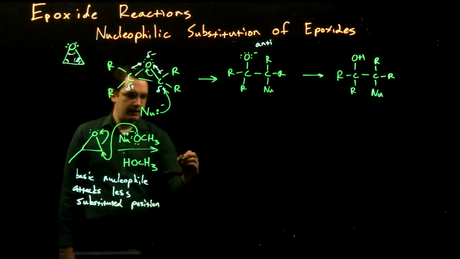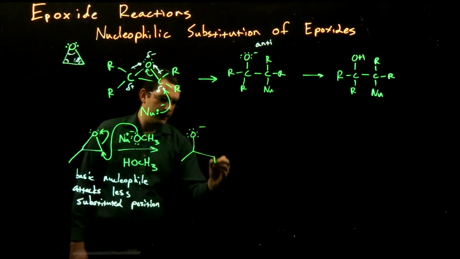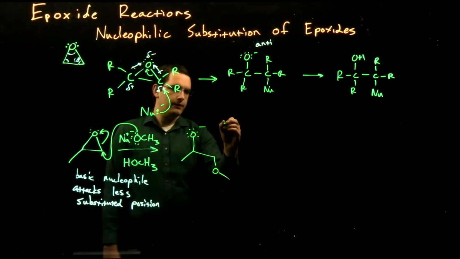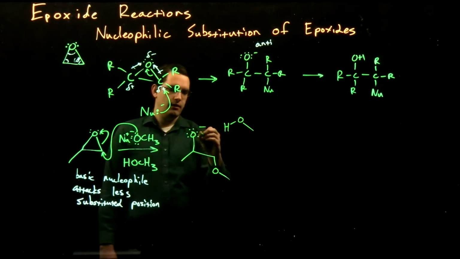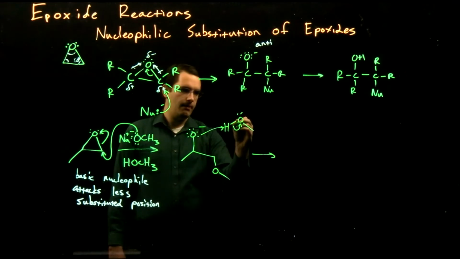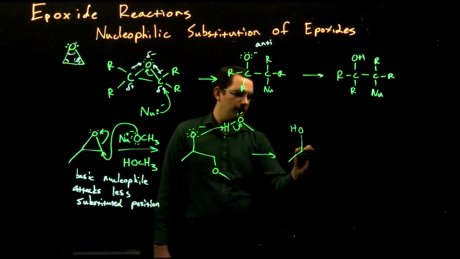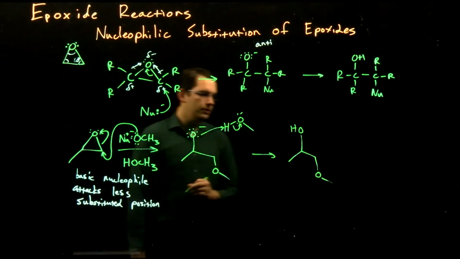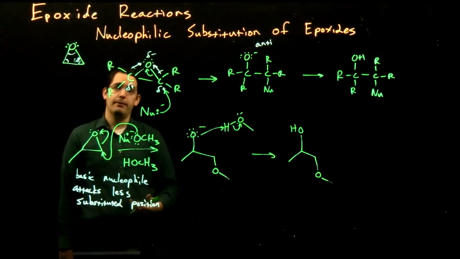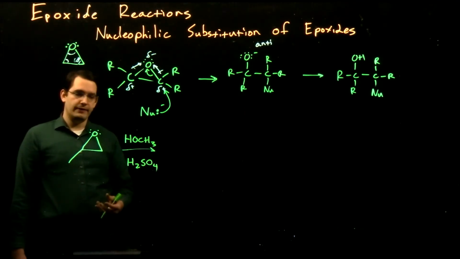Once we complete that attack, now we're going to have our alkoxide on one side, and of course our newly bonded nucleophile on the other. And then we'll react with our solvent to protonate our alkoxide here. And so our final product then, again, as we saw before, is going to be our alcohol with our new nucleophile added on at the less substituted position of our original epoxide. Now this rule of substituting at the less substituted position does not always apply.